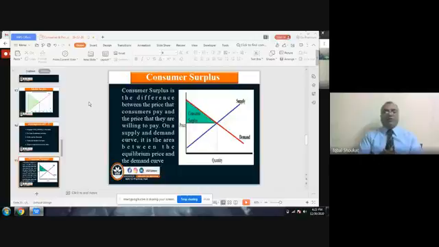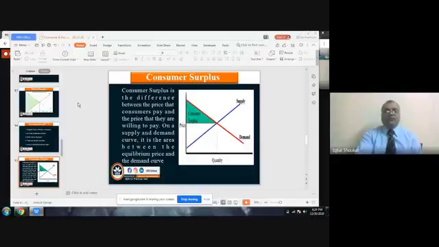In simple words, consumer surplus is the difference between the price that the consumers are willing to pay and what they actually pay. That is known as the consumer surplus. What they are paying in the market is the price, but actually they are willing to pay at these higher levels. So whatever they are saving in the form of price is known as the consumer surplus. They are willing to pay higher prices, but actually they pay the lesser price. The difference between the upper and lower price level is known as the consumer surplus.